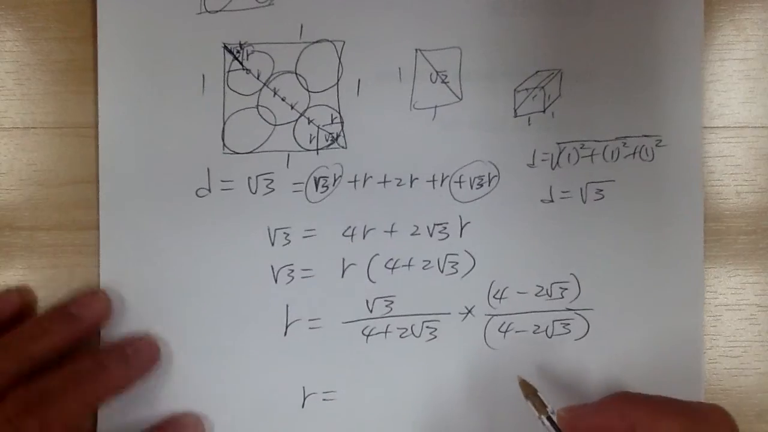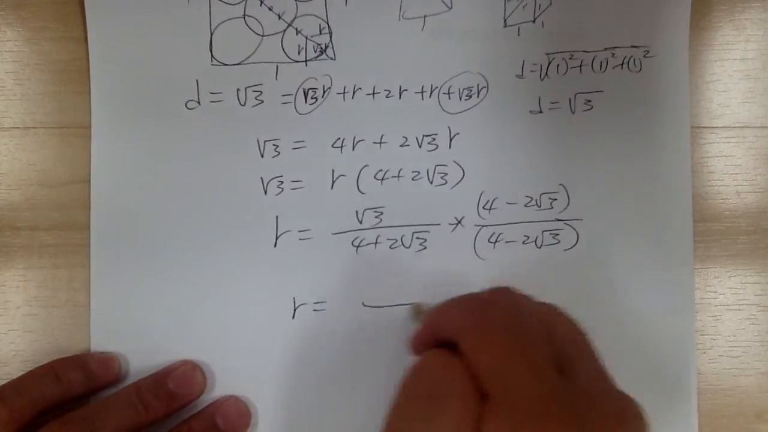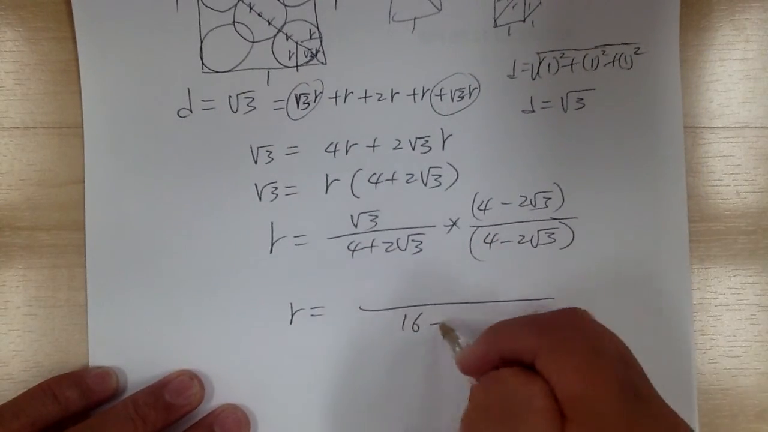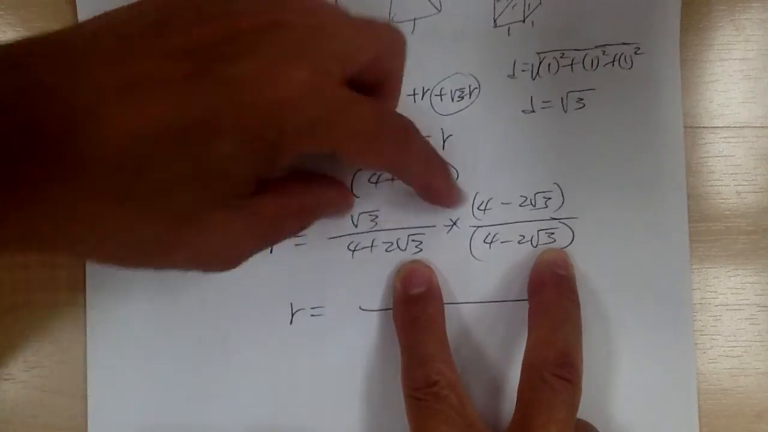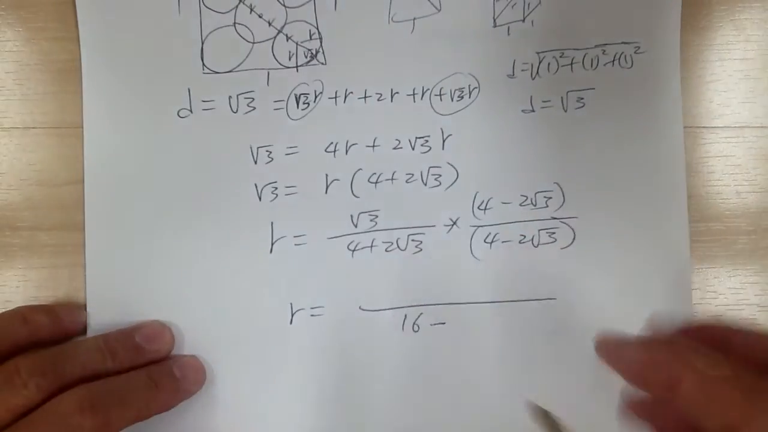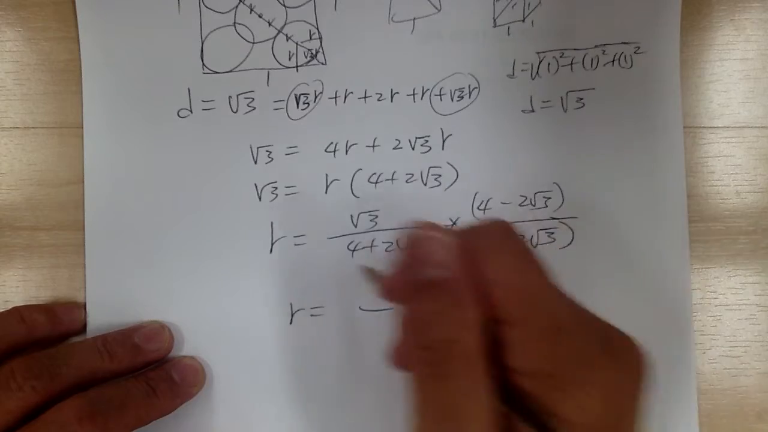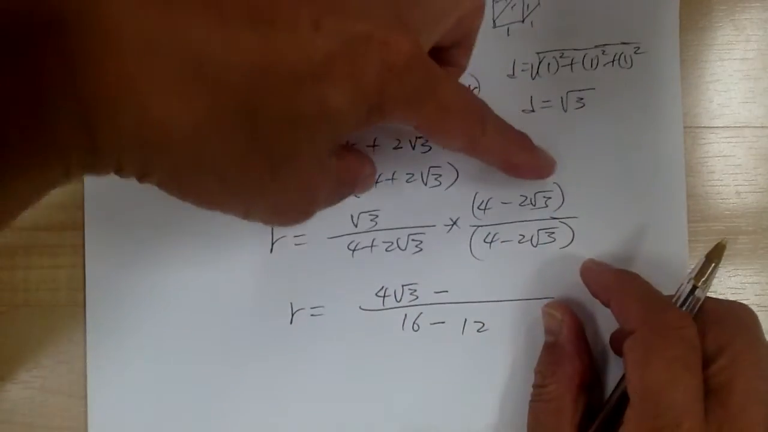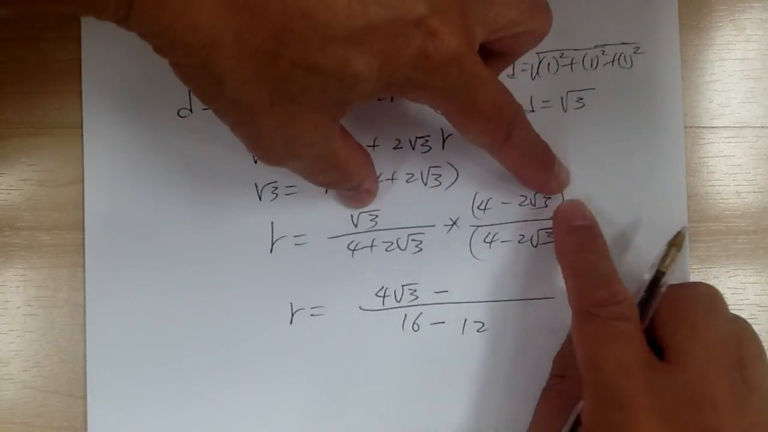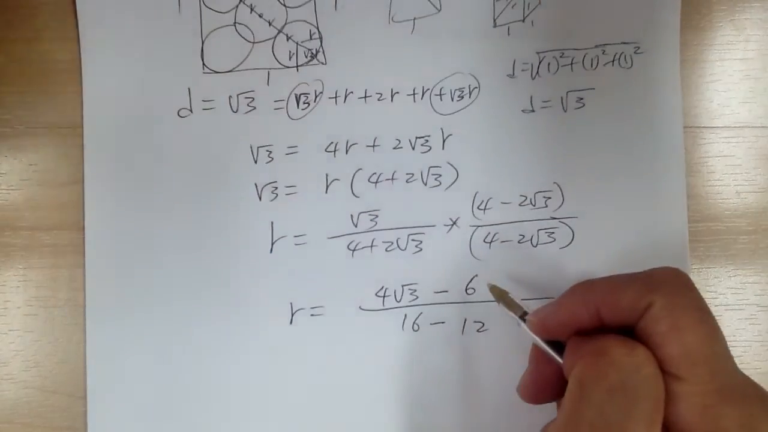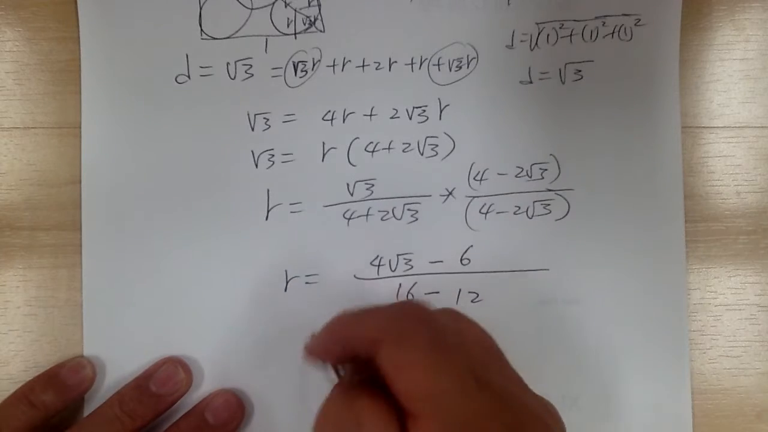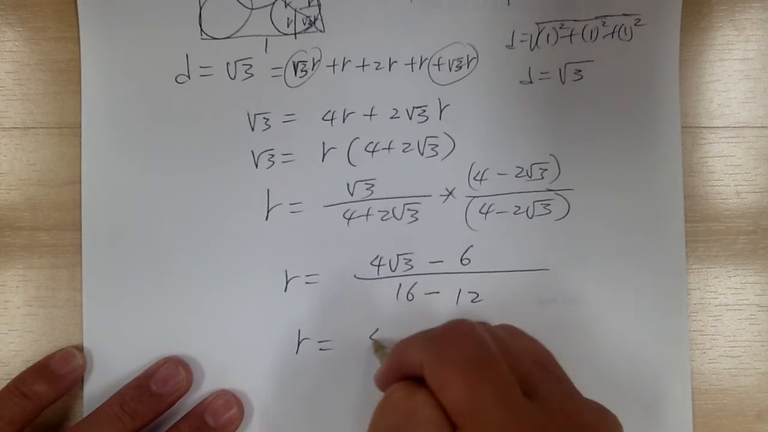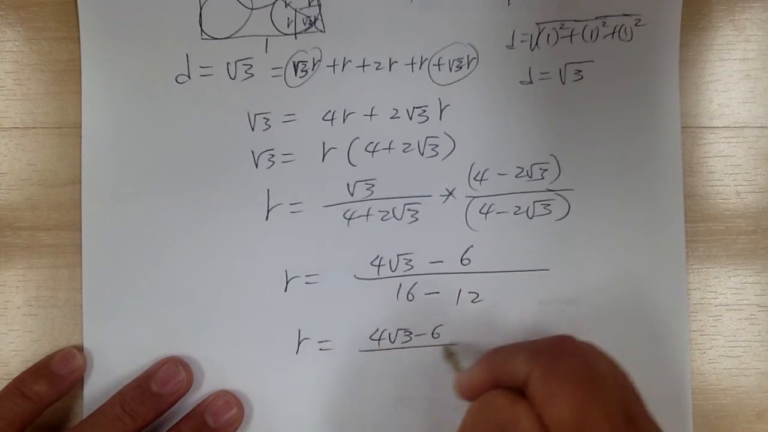So r equal to, okay, let's do the bottom first. You're going to get 16 minus, so this would be a 3, and this would be a 4. So 3 times 4 gives you 12. On the top, you go and distribute. So you've got 4 square root of 3 minus, so again, this will give you 3. So 3 times 2 would be 6. So r will equal 4 square root of 3 minus 6 over 4.